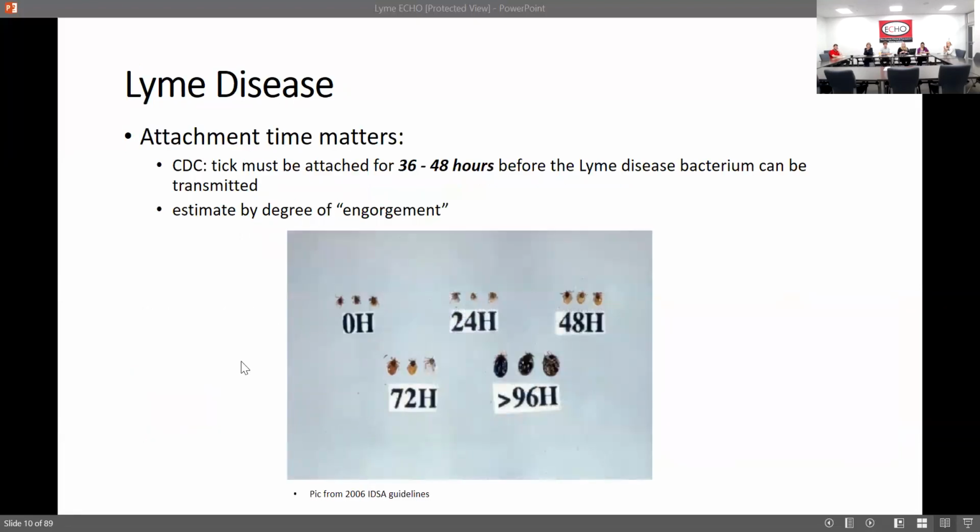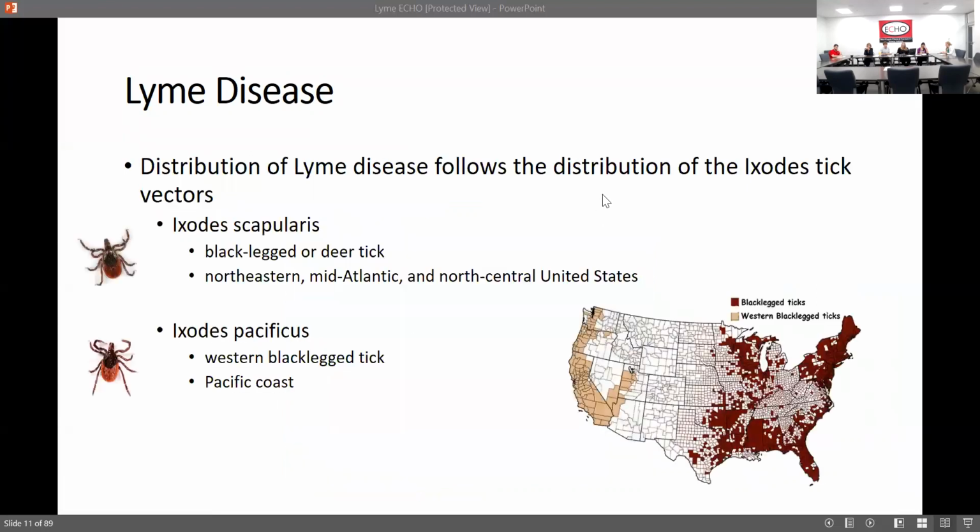The degree of attachment time: if a patient brings you in a tick, which I've literally had unfortunate folks with a lot of tick bites do, you can pull up pictures on Google to give you a degree of how long that tick was probably attached before it was removed. You can tell from the degree of engorgement. And really what it's speaking to is that you need a prolonged attachment time for the tick saliva to transmit the spirochete, okay?